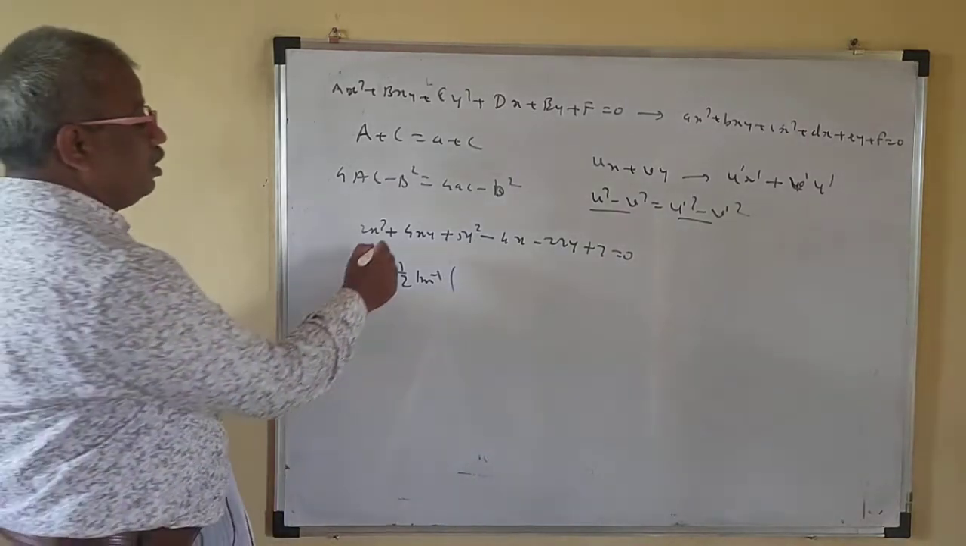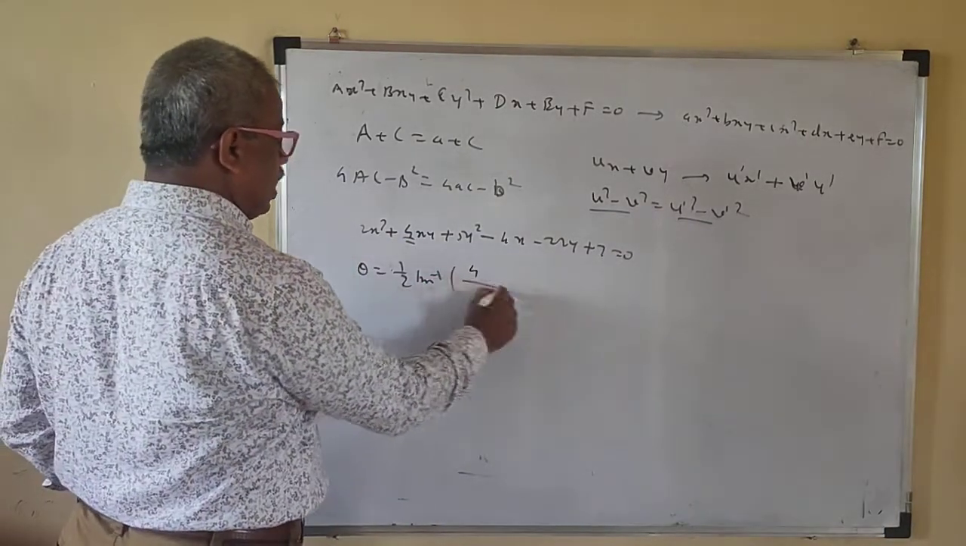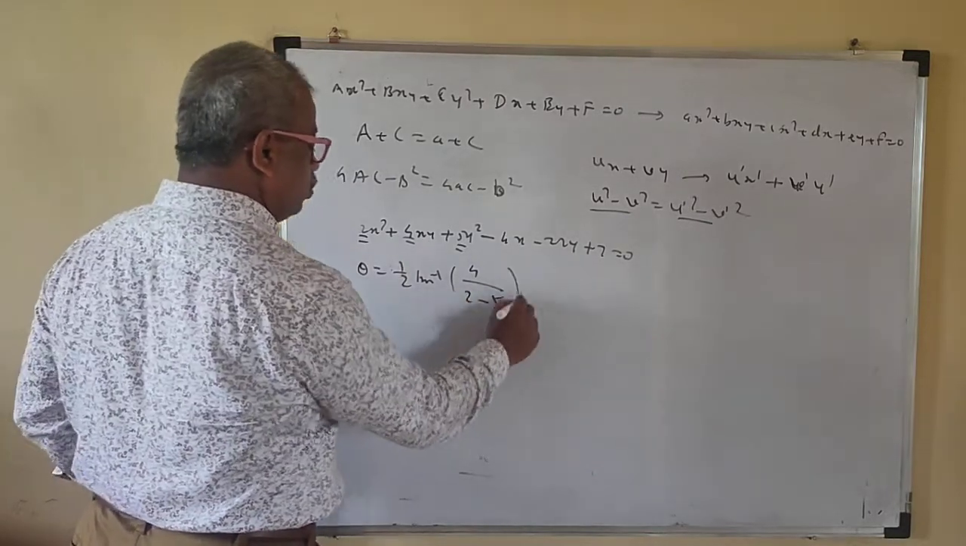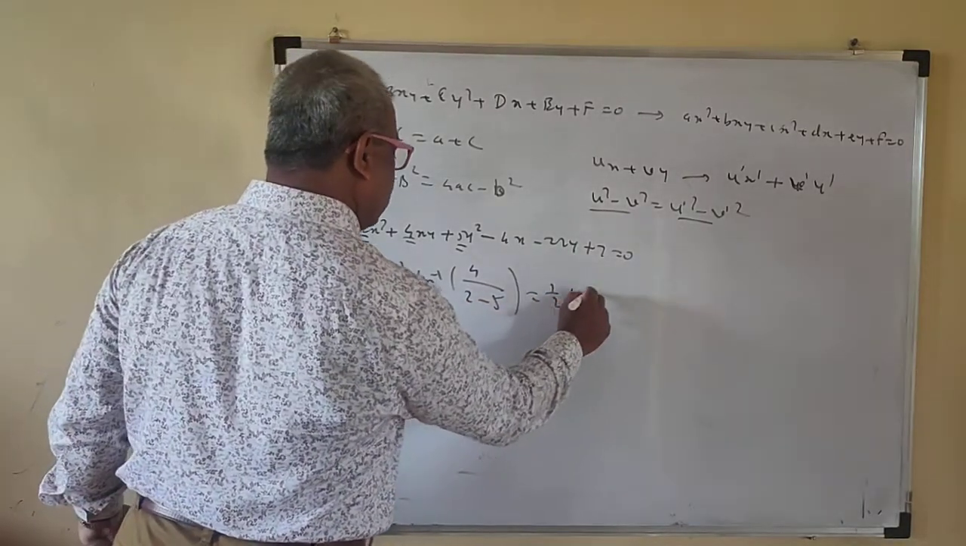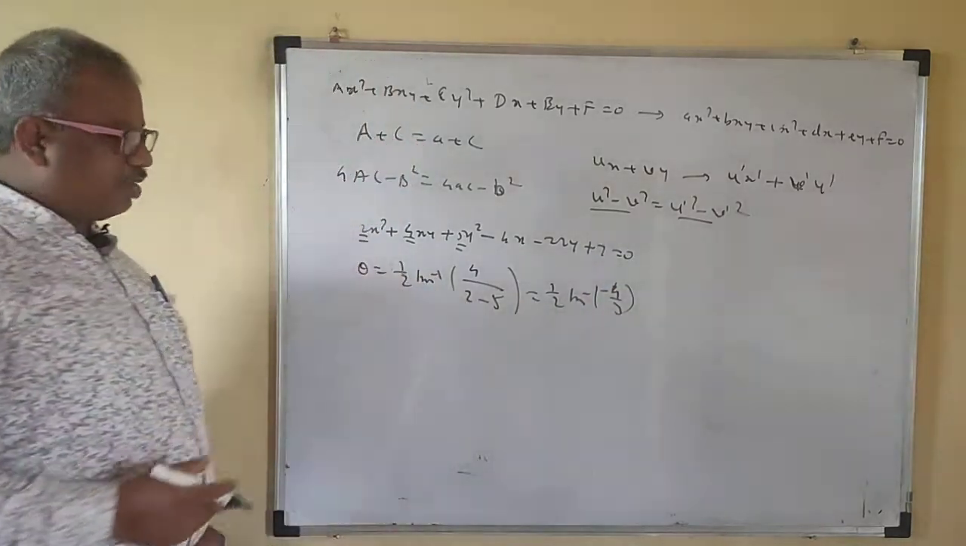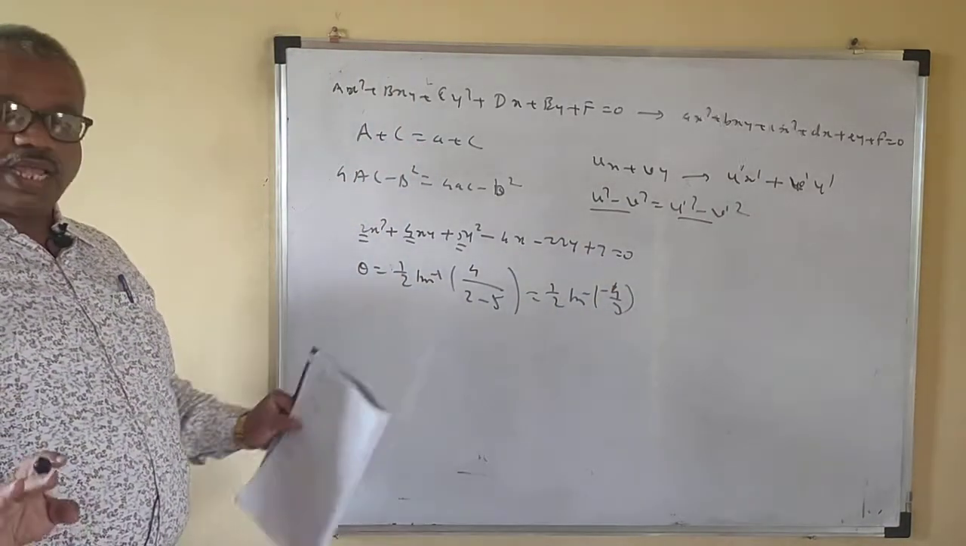B means what? This is your b. B upon a minus c. This minus this, so this is what? 2 minus 5. So this is 1/2 tan inverse of minus 4 by 3, or this is minus half tan inverse of 4 by 3. This will be your answer.